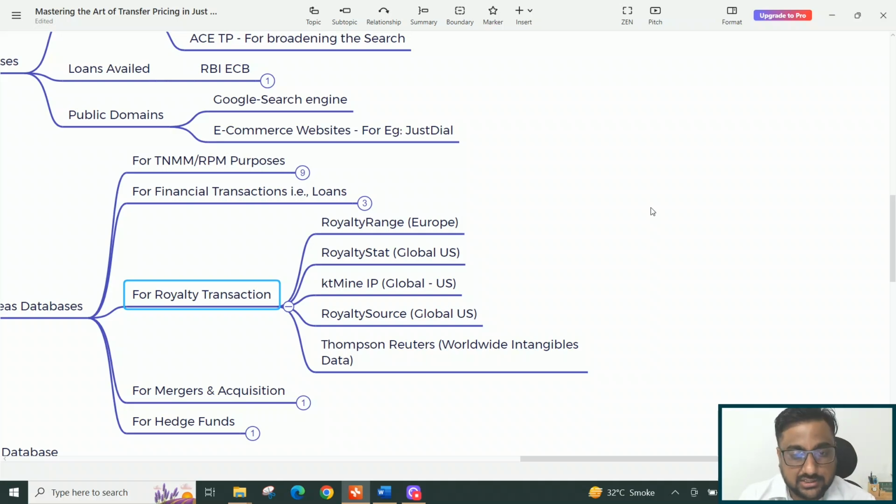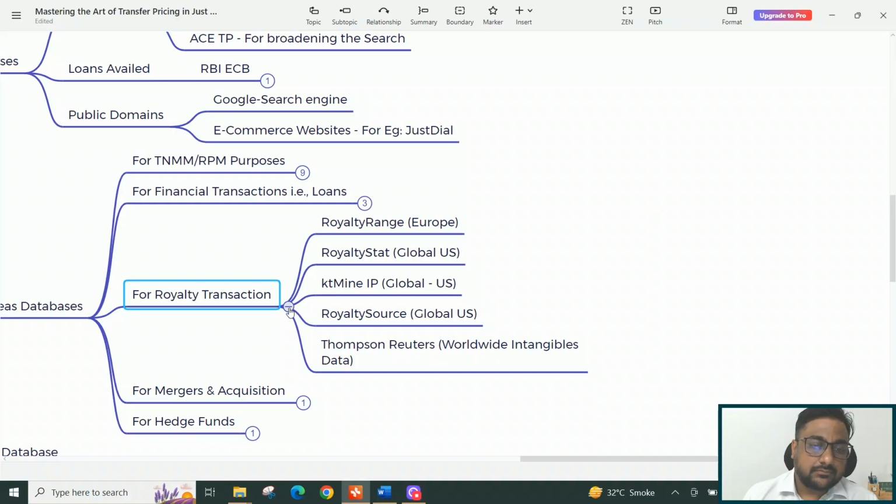Then RoyaltyStat is also there, which is commonly used for global markets as well as the US. KtMINE IP is predominantly used in the US. RoyaltySource, again global and US, and Thomson Reuters, again worldwide intangibles data. So these are all global databases when you are required to benchmark a royalty transaction. You can go ahead with any of the service providers directly, or, again as I said, you can involve a consultant who is based out of that particular region or country, and avail its services, right? And then you can appropriately add margin. That's an easy way to get the work done, right?